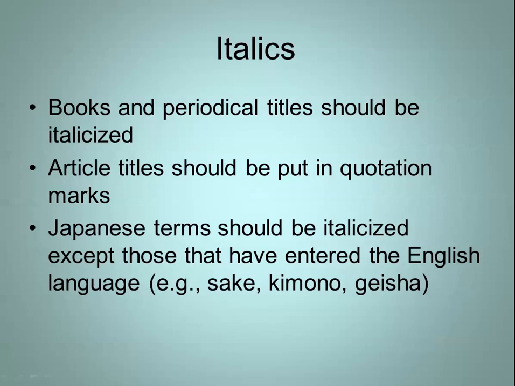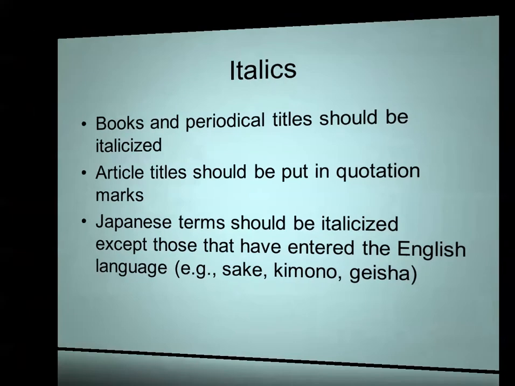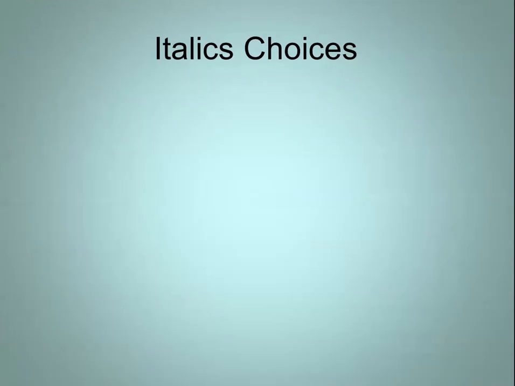Japanese terms should be italicized except for those that have entered the English language. So for example, sake, kimono, geisha, generally speaking, you wouldn't italicize those because you can actually find those in English language dictionaries. But if it's a word that wouldn't appear in a standard English language dictionary, then you should probably italicize it. You have a number of choices you need to make about italics when you sit down to write a paper, and this again is part of that process of choosing a style.